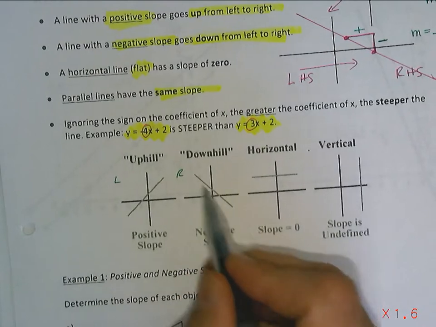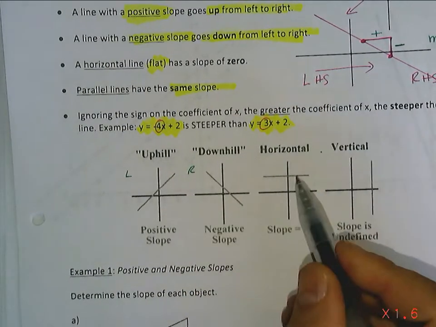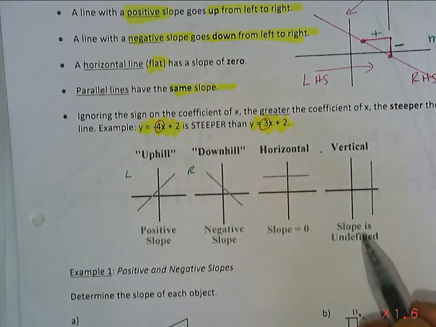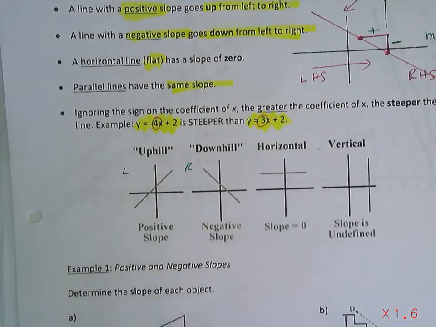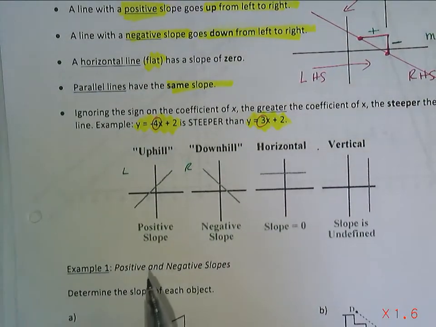Negative slopes are downhill slopes going left to right. Horizontal lines have a slope of 0. Vertical lines have an undefined slope. You need to know those.